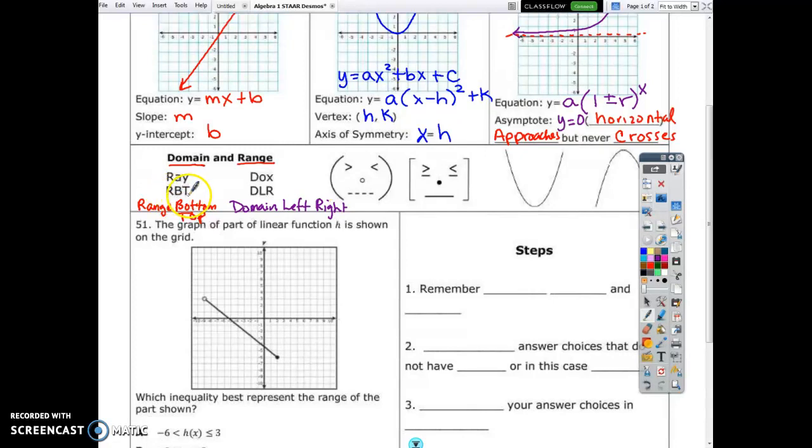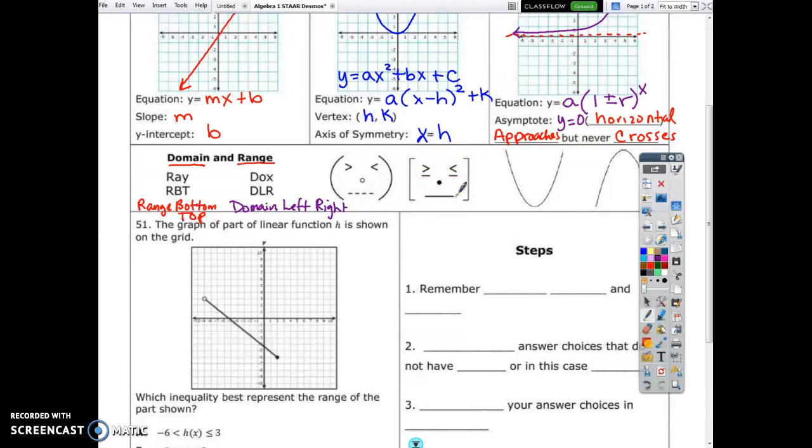Range, bottom to top. Range is de abajo para arriba. Domain is left to right. Domain es de la izquierda a la derecha. Okay? These are just ways for you to remember that these inequalities are open circles, dotted lines, and these 2 inequalities are closed circles, solid line.